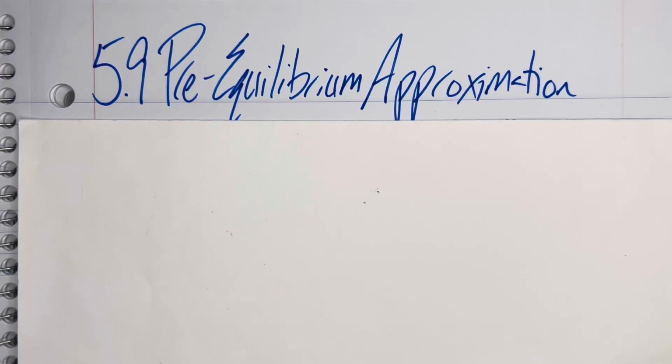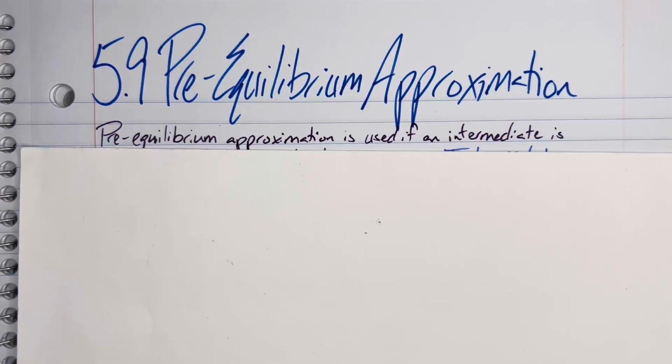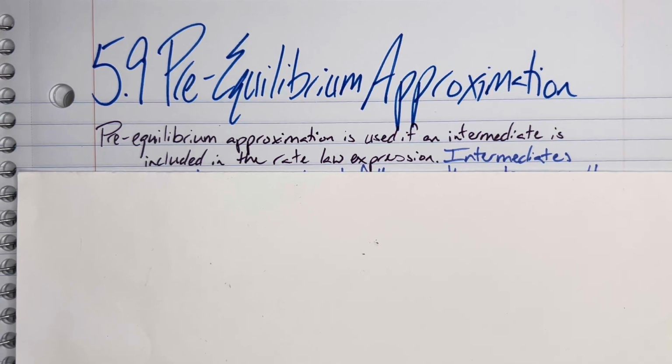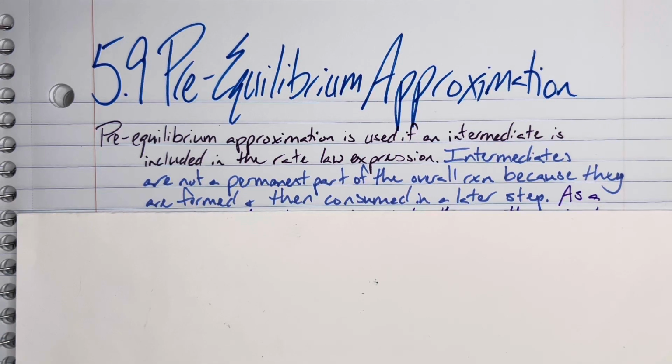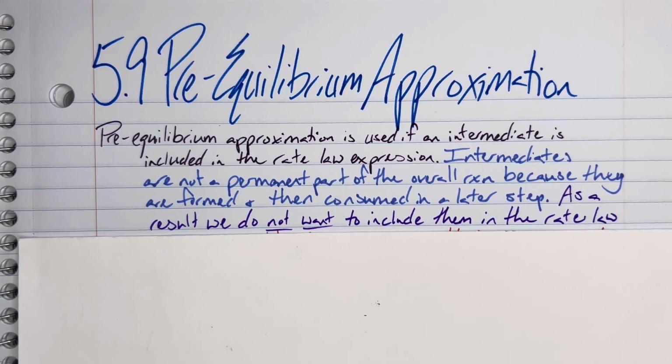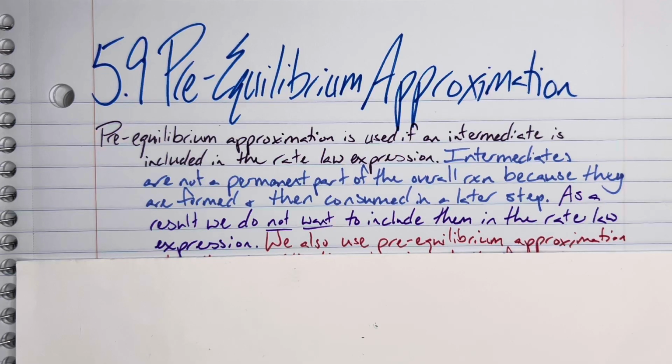AP Chemistry, Unit 5.9, Pre-Equilibrium Approximation. Pre-equilibrium approximation is used if an intermediate is included in the rate law expression. Intermediates are not a permanent part of the overall reaction because they are formed and then consumed within a later step. As a result, we do not want to include them in the rate law expression.